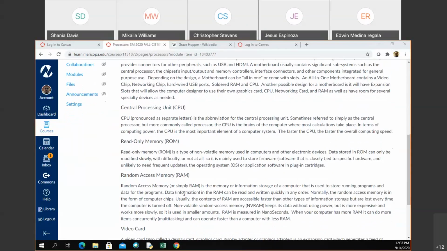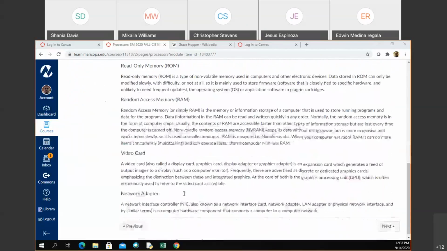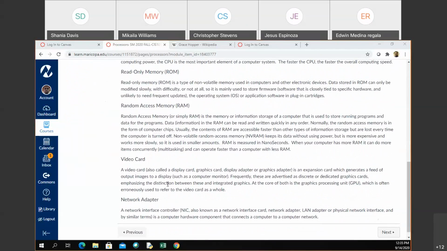Okay. All right. I have video card on here and network adapter. The reason I put these on here is because there's tons of other things, other devices you can add to your motherboard.